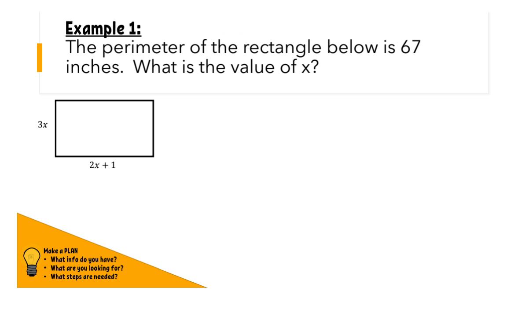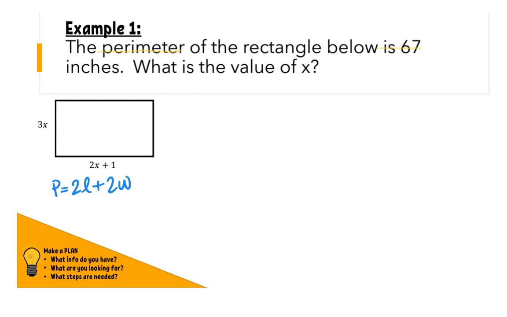So let's get started. Example number 1. I have a rectangle. It says the perimeter of the rectangle below is 67 inches. What is the value of x? So the very first thing I want to do is pause and think to myself, what information did they give me? They gave me the perimeter is 67. And then if I look at the rectangle itself, they gave me the value of the length and the width. So let's pause for a second and think to ourselves, what formula do I need?